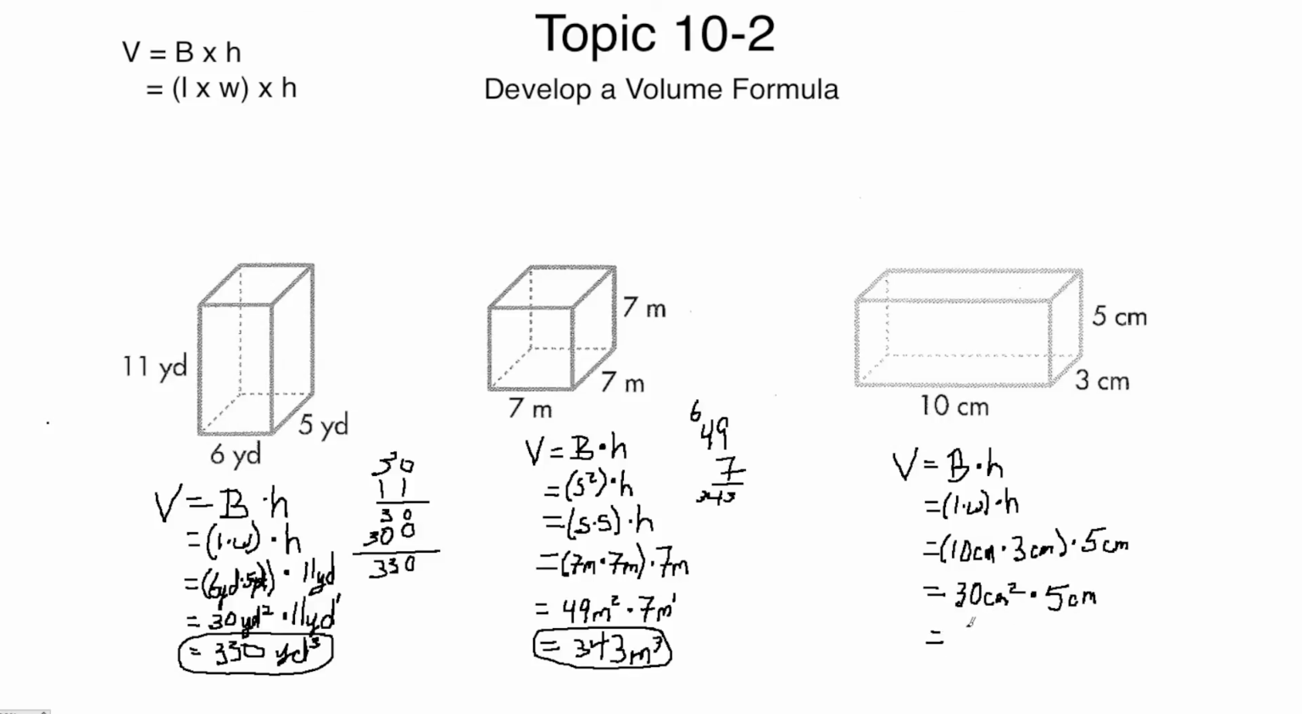And now, let's multiply 30 times 5. Well, 5 times 3 is 15, and add a 0. And what's a centimeter squared times a centimeter? That would be cubic centimeter, or centimeter cubed, or to the third power, same thing.